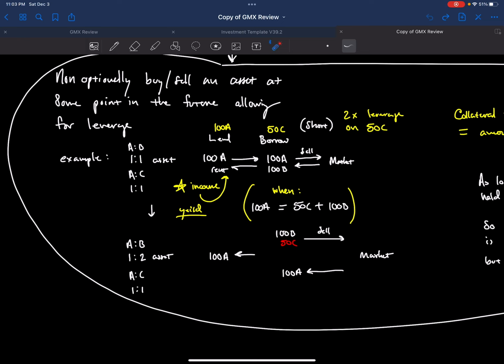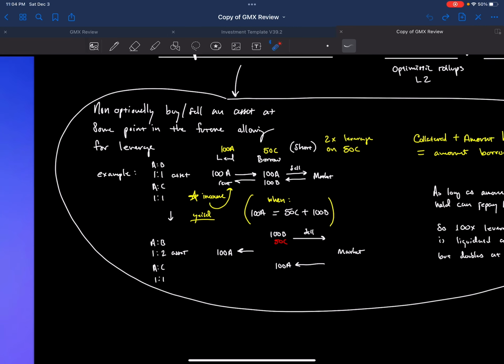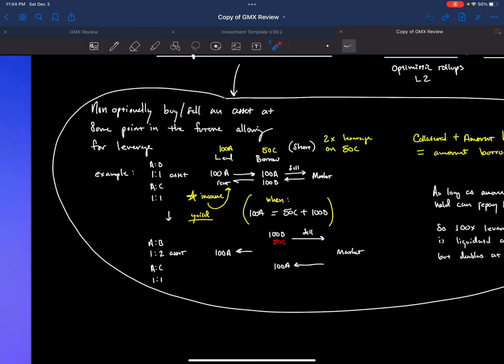So whatever this person is holding in their hands from this leverage position, which is the 100B, plus their collateral, when those two values equal the amount owed is when you're going to get liquidated, because you have to pay back the lender. So that's the liquidation price, right? In this case, the liquidation price would be if it went down 50% because it's 2x leverage. So that's what I did. A and B, so now A can buy 2B because B went down 50% against A. But A and C stay the same.